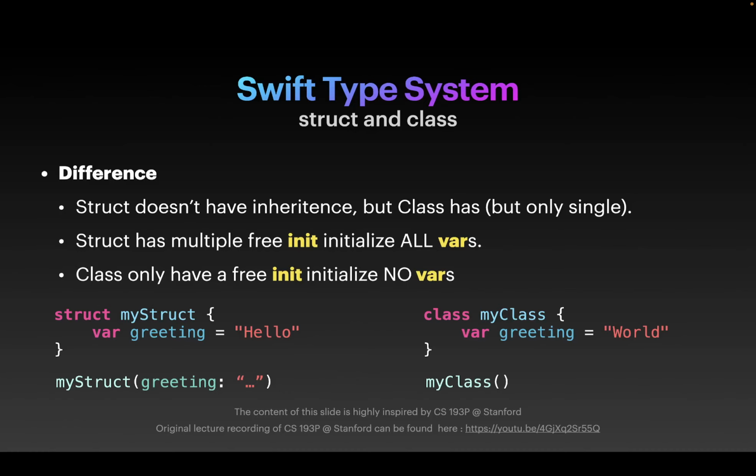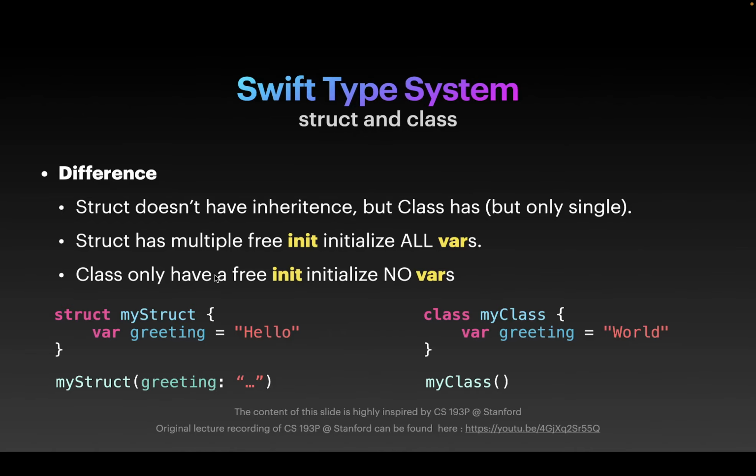Now, they all have a free initializer. What does it mean by free initializer? Take a look at the two examples below. We just declare two properties inside the struct and the class, but we don't actually define any initializer. So the Swift compiler is going to generate some free initializers for us. We don't have to explicitly write the initializer. And the struct has multiple free initializers that can help us initialize all variables inside the struct.